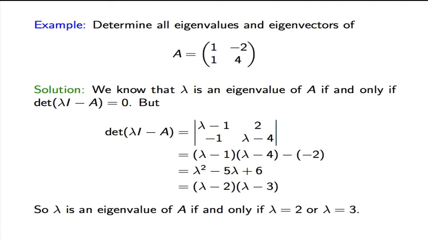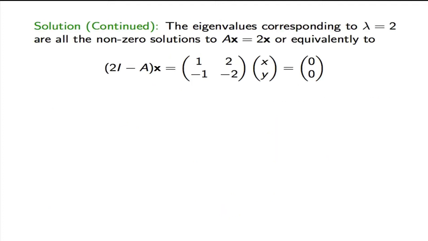The exercise actually asks for both eigenvalues and eigenvectors, so we now proceed to find the eigenvectors. We start with the eigenvectors corresponding to lambda equals 2. These are all the non-zero solutions to the equation AX is equal to 2X.